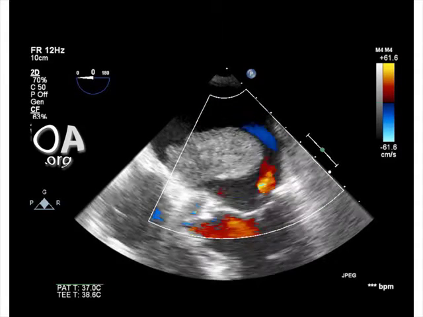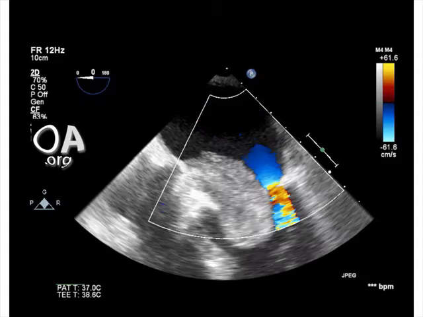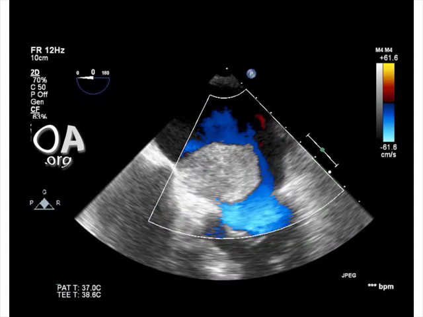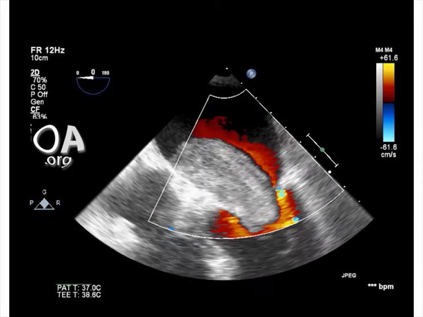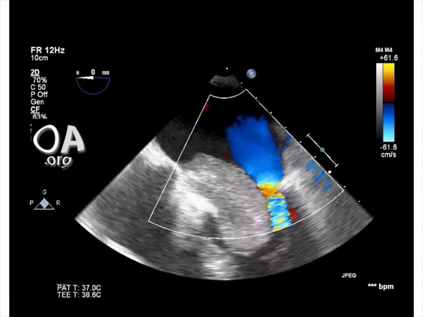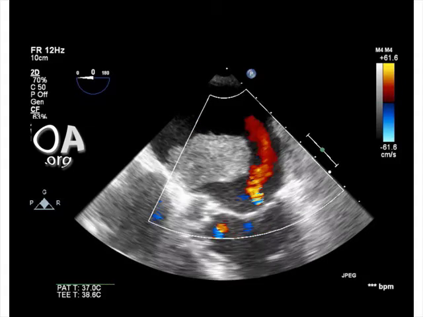Here, blue is seen in diastole as blood flows from the left atrium into the left ventricle around the myxoma. Then, during systole, the flow pattern in the left atrium turns to red as blood flows back toward the ultrasound transducer, which is positioned in the esophagus just behind the left atrium.